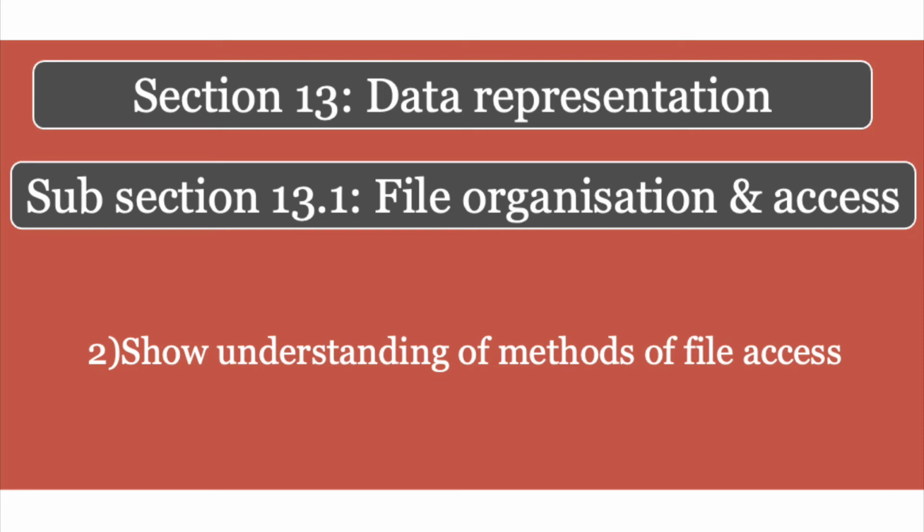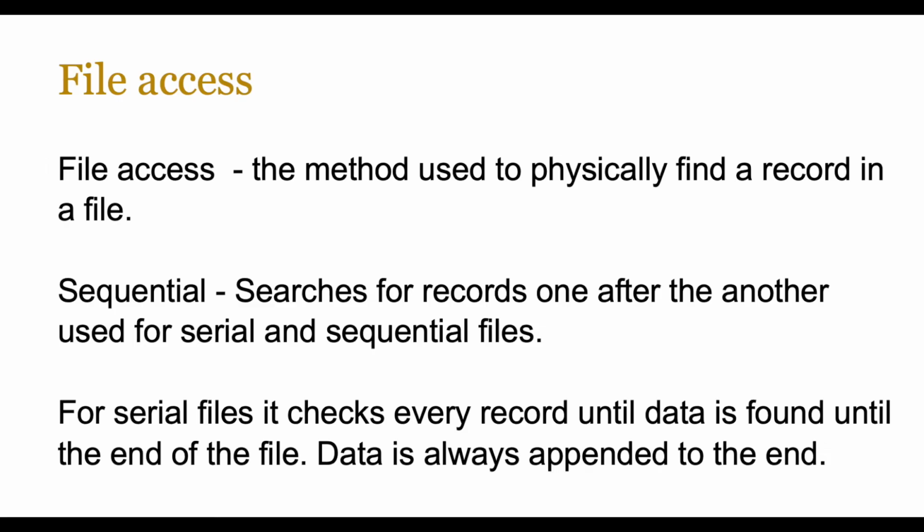So an understanding of methods of file access is crucial. Now, there are different methods of file access, just like there are different methods of file organization. And what does it mean by file access? Well, it's the method used to physically find a record in a file. Now, sequential is one of the most common ones. It searches for records one after the other.